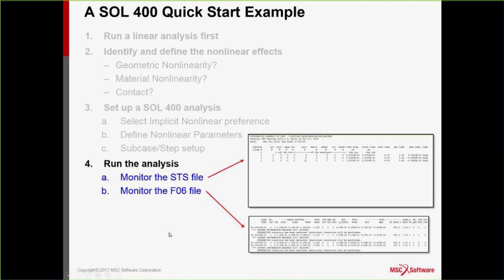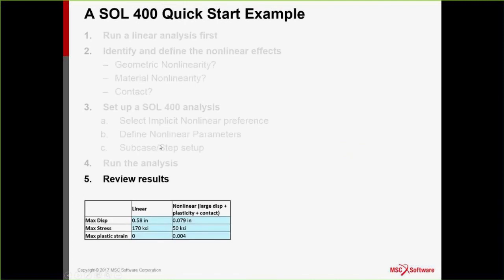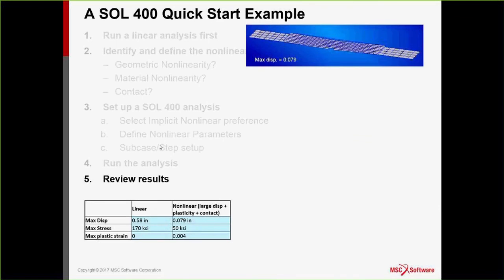Okay, and now let's say our job is finished. Let's look at the results of this solution 400 job. Remember, we've included large displacement, material plasticity, and contact. So first thing, I plot the displacement here, 79 thousandths of an inch. And you can also reference the table at the lower left-hand corner. So you can see, coming from linear to a nonlinear analysis, my displacement reduced tremendously, and now it's a lot more plausible. This is how a real structure should behave. So about 80 thousandths of deflection.